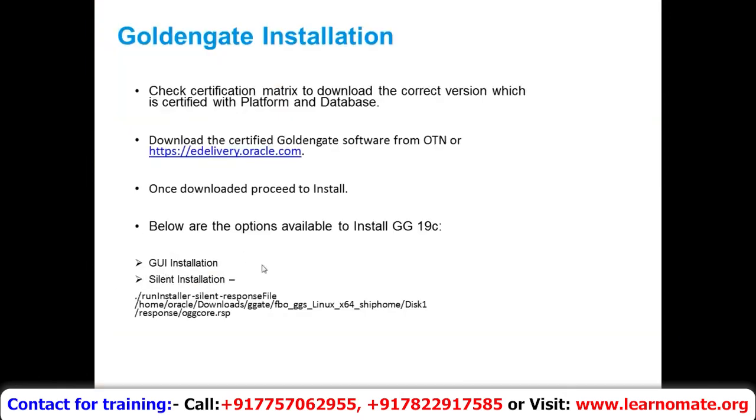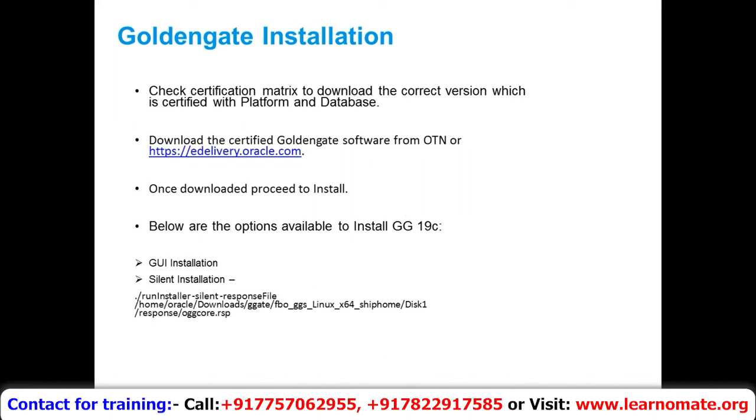So if you want to do size, so this is the GUI installation. If you want to do silent installation, you can do ./runInstaller -silent -responseFile, and you can provide the location of the response file which we saved. So you can create the response file, and in that response file, you can call that runInstaller using silent installation. You will need to provide this response file location and the response file name to do the silent installation.